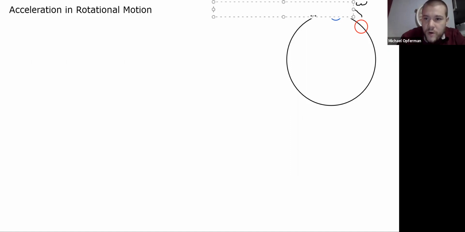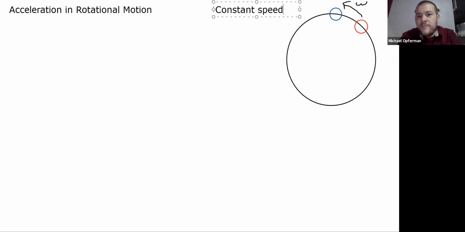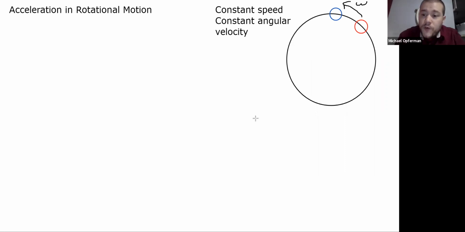All right. And let's say furthermore, everything in this video, we're going to assume that the object is moving at constant speed, which also means constant angular velocity. What does the acceleration look like for this object? First of all, let's think about the velocity, because the acceleration tells you how the velocity is changing. So in the red state here, the velocity would be like this, tangent to the circle.